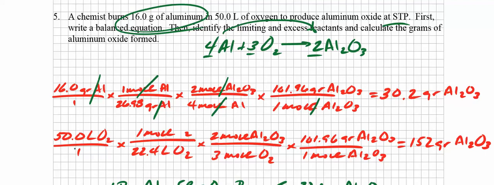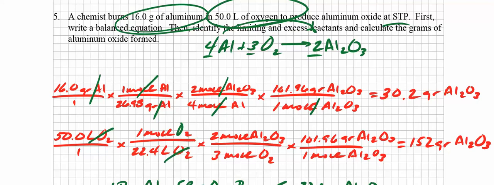Now let's do it again, this time using the other reactant. We've got 50 liters of oxygen. So I'll start with 50 liters of oxygen over 1 and then get to moles as soon as possible. I know I'm at STP, so I can use this relationship. 22.4 liters of oxygen per mole of oxygen. Let's make that an O right there. So this and this are going to cancel away, and I'm left with moles of oxygen gas.